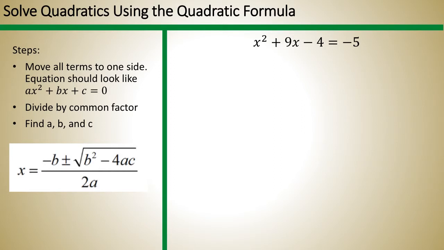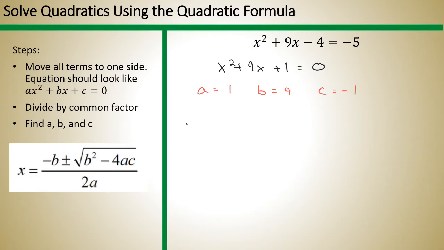The first thing we're going to do in this one is add 5 to both sides, so that I have 0 on that right side, and that's going to give me x squared plus 9x plus 1 is equal to 0. So now that I have 0 on the right side, I need to identify what A, B, and C are. In this case, A would be 1, B is 9, and C is -1. And then we're going to plug those into the quadratic formula.